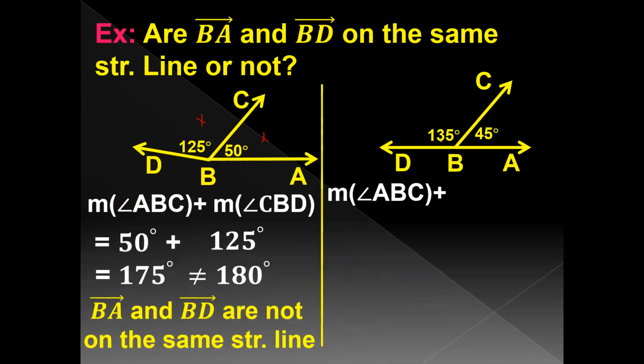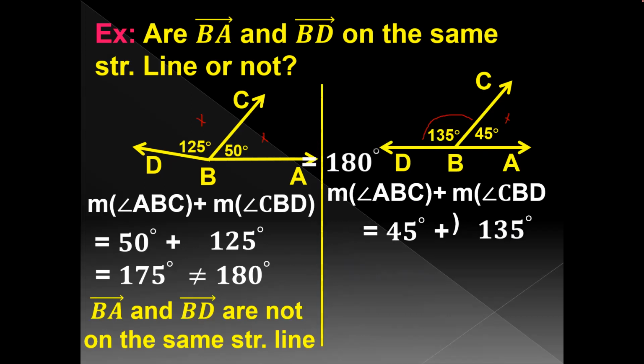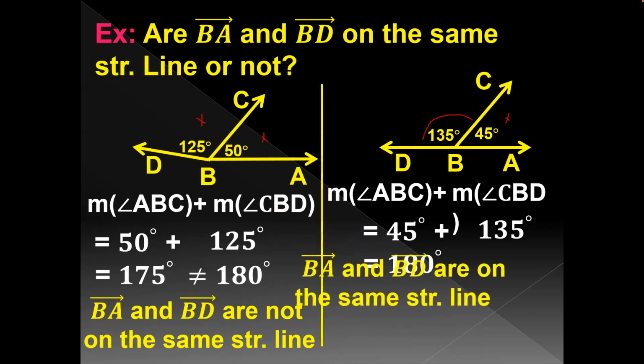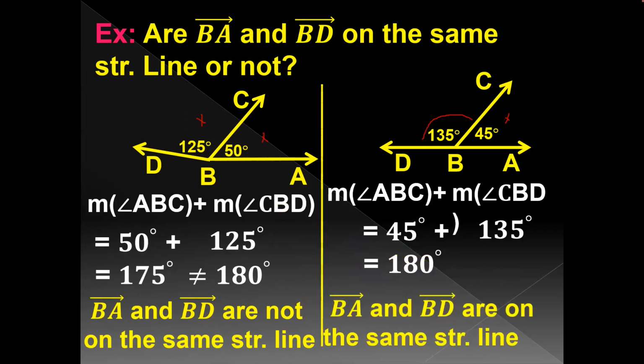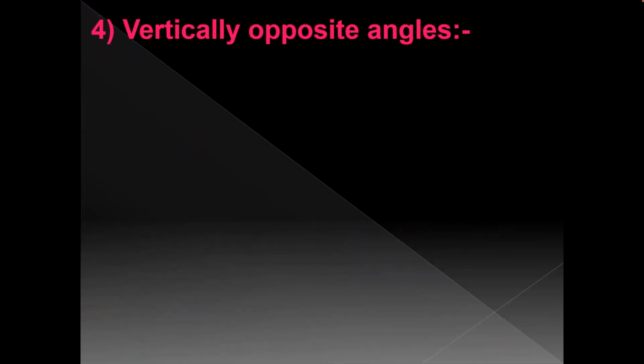The next one, 135 plus 45. The sum is 180 degrees, so the two rays are on the same straight line, and we can say that the two angles are supplementary angles. We will find that the sum of the two angles is 180 degrees. So the two rays are on the same straight line and the two angles are supplementary angles, vertically opposite angles.